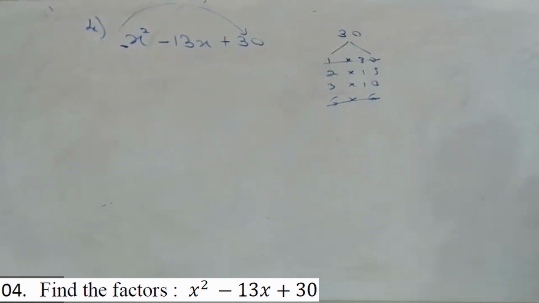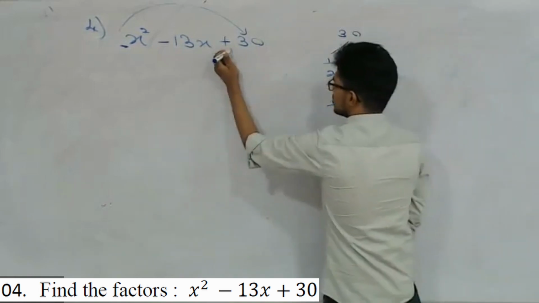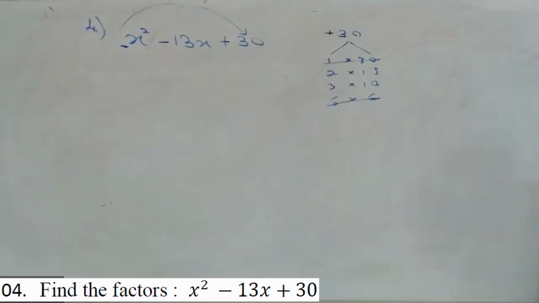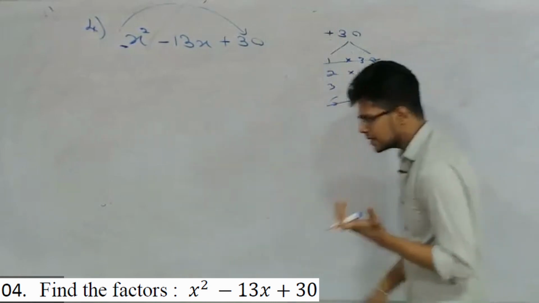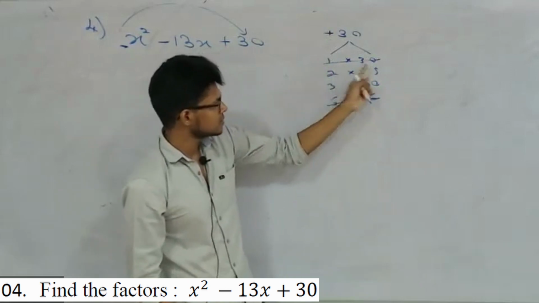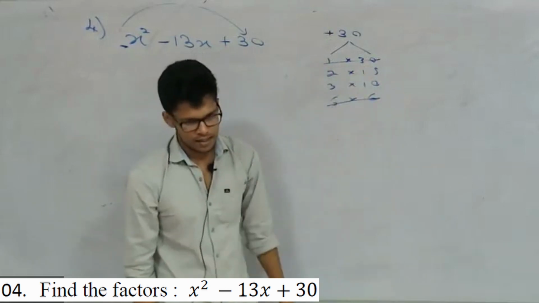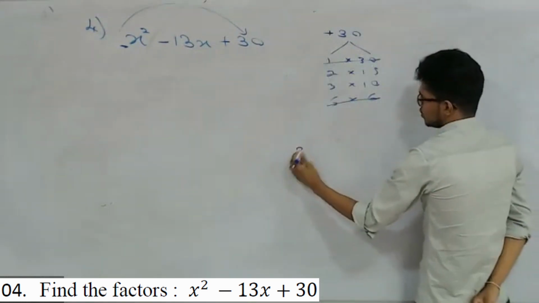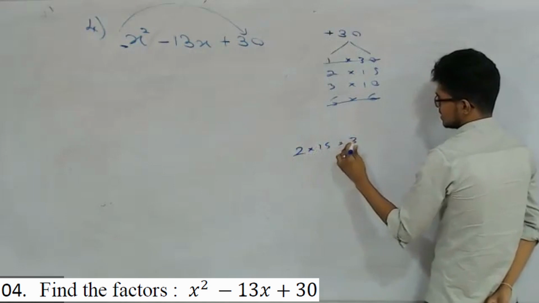But which one is correct? Now look at the sign. It is plus 30. You need to make plus 30. So to make plus 30, either both of them have to be positive, that means plus, or both of them have to be negative, minus. Because if you write 2 times 15, it is 30, right?